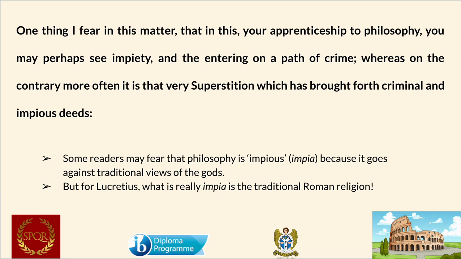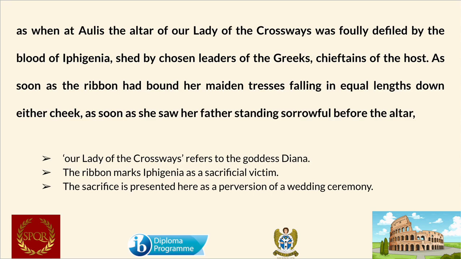Christopher Hitchens wrote a whole book called God is Not Great, and I think the subtitle is something like How Religion Poisons Everything, right? The idea that it's religion that produces bad things rather than atheism. And that's what Lucretius is doing here, right? He's saying, actually, it's not anti-religion that produces crime. He says it is religion itself, superstition, which has brought forth criminal and impious deeds. And then he gives an example.